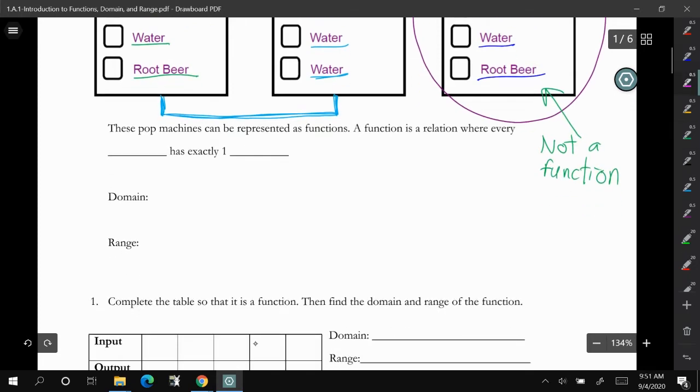And then we can fill in the definition. A function is a relation where every input or button press has exactly 1 output. And in this case, it was our beverage. Notice there's nothing in here about having 2 different inputs have the same output. And like I said, right here we have 2 different inputs having the same output. We have 2 buttons for water, and that is okay.